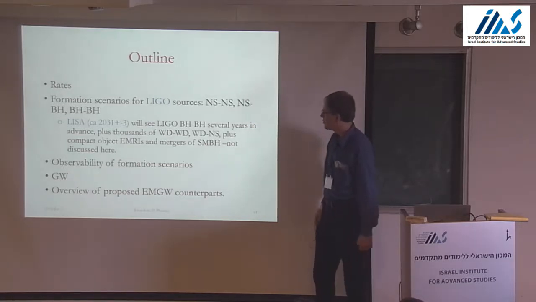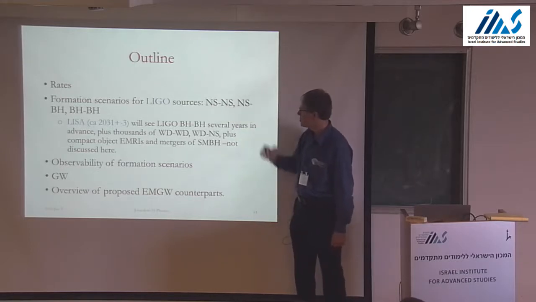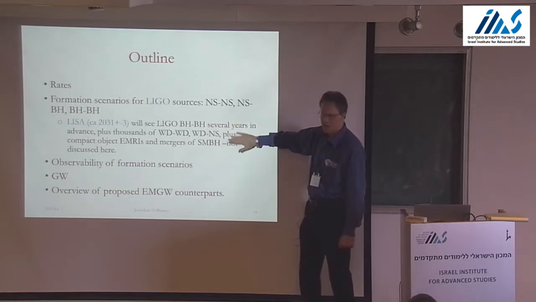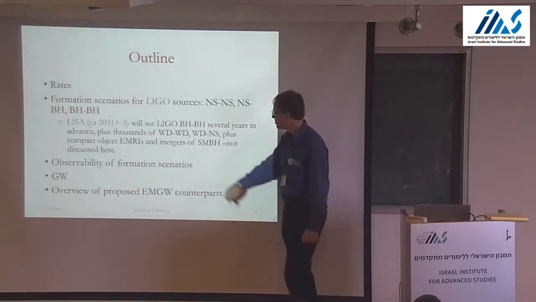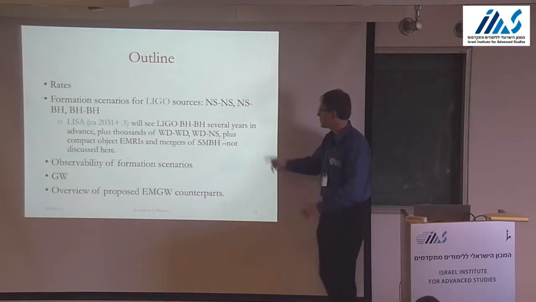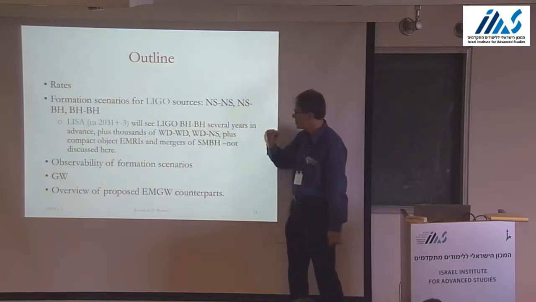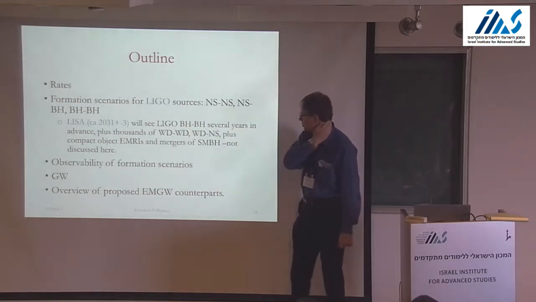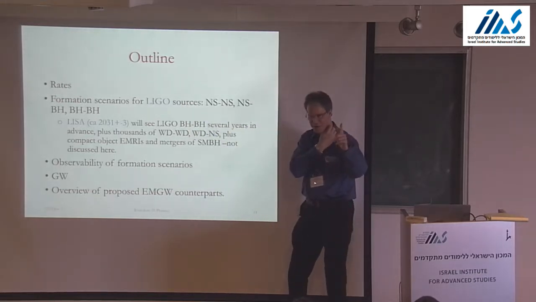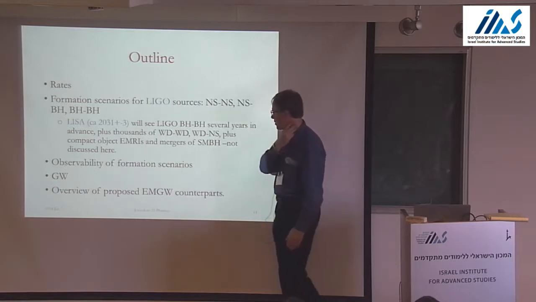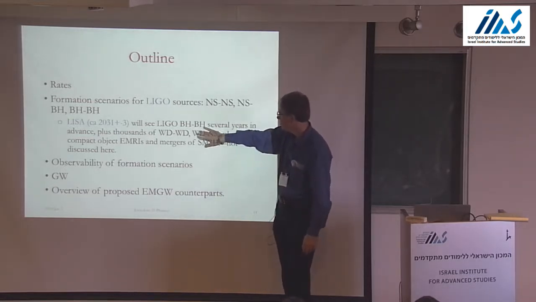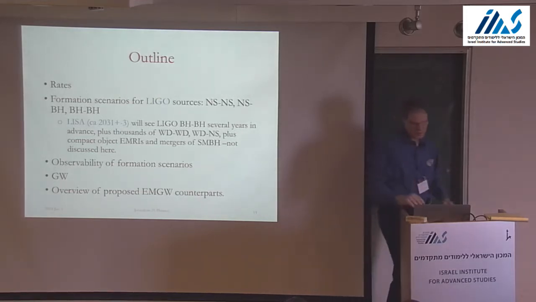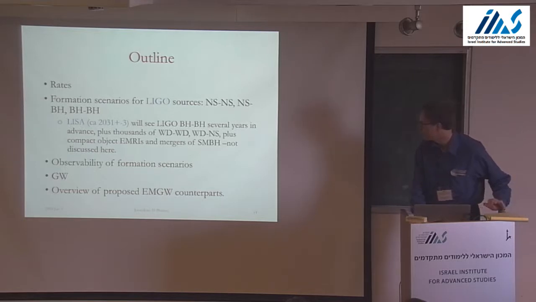Then I'll talk about formation scenarios for the LIGO sources. I won't say too much about LISA. I think that's for the future talk on Friday or something. But LISA will see the same black hole binaries that LIGO sees, but several years before they come into LIGO and get arc-minute positions, so we'll know several years in advance where to look and when to look to a second in an arc-minute, which will be fabulous. And we'll see thousands of double white dwarf binaries, white dwarf neutron stars, EMRIs, and mergers of supermassive black holes, but I won't discuss those here.